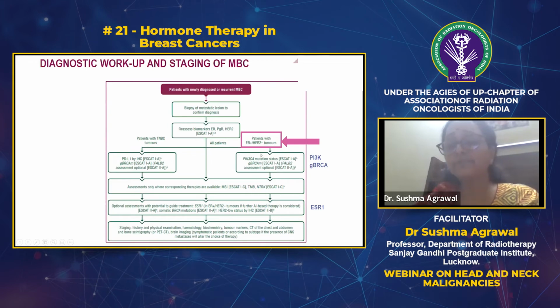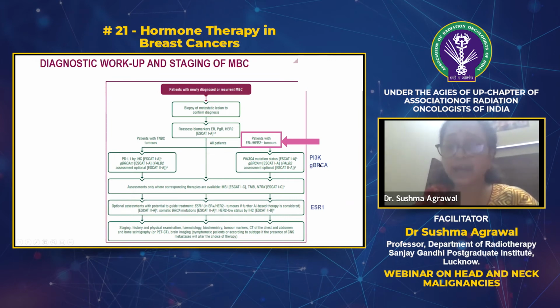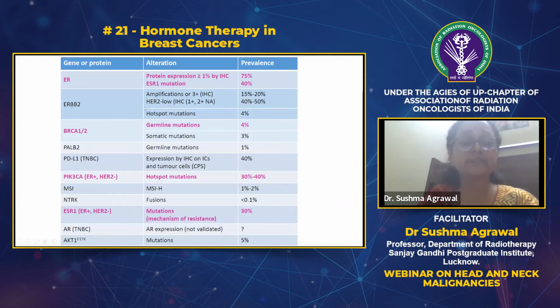But before that, you have to test these women for the presence of mutations. So we are talking about ideal scenario. If we had the best setup, then we would test them for PIK3 mutations, BRCA mutations, and ESR mutations. Why? Because you can see in this slide, the prevalence of ER mutations is there in 40% of the women, and the prevalence of BRCA we know is very less, that is 4%, but PIK3 mutations are there in 40%. So if you have women who are PIK3 positive, then you can directly act on those mutations.